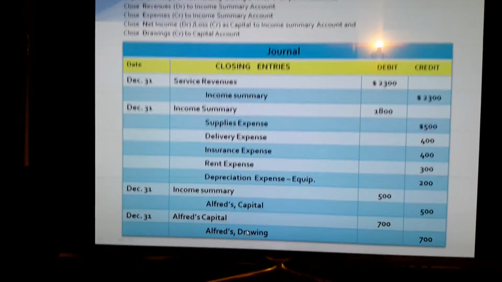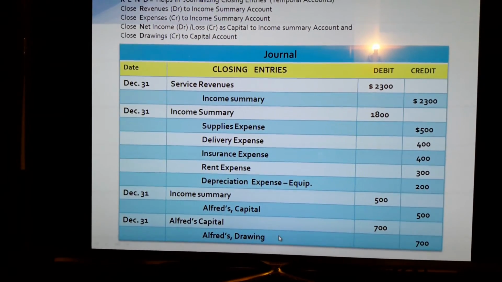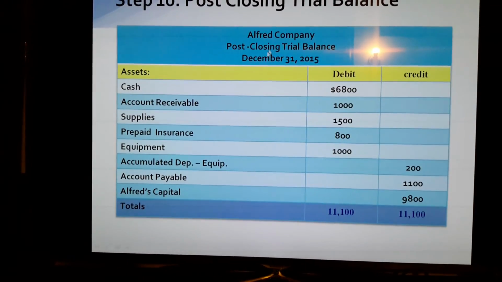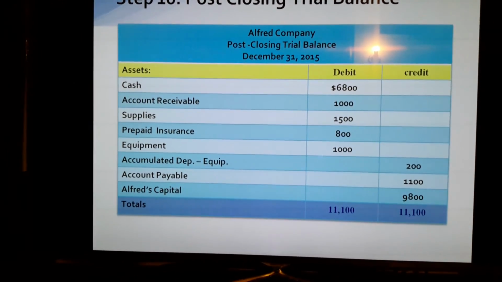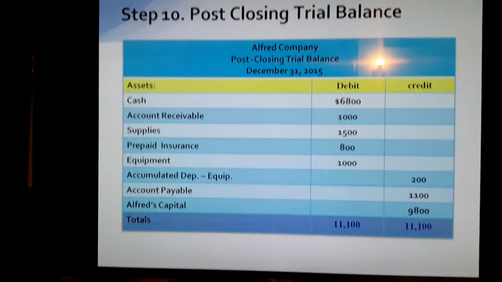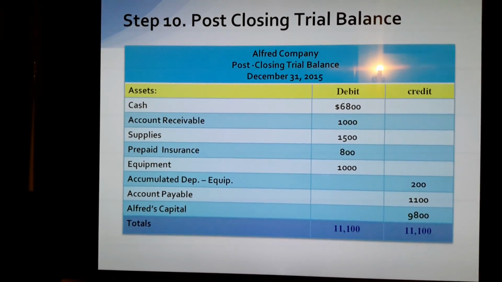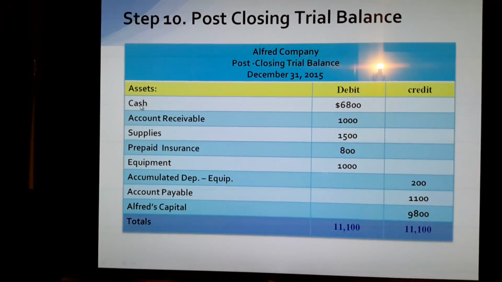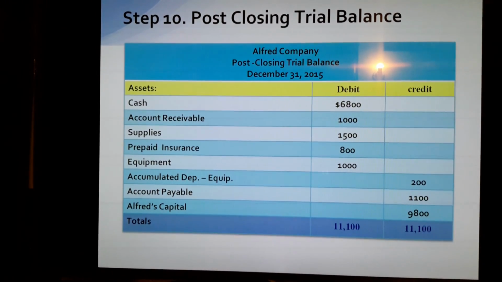Then you bring the drawings figure, which is 700, and close it to capital, and you do your post closing trial balance, which is just closing your permanent accounts and getting them ready for the following year. And this is simple. If you understand this just as I explained, then you will be good with your accounting background.